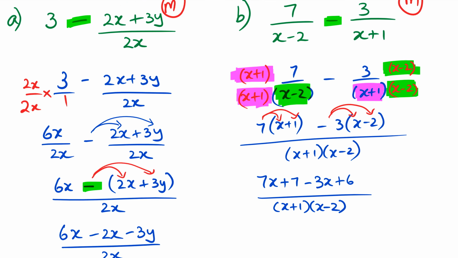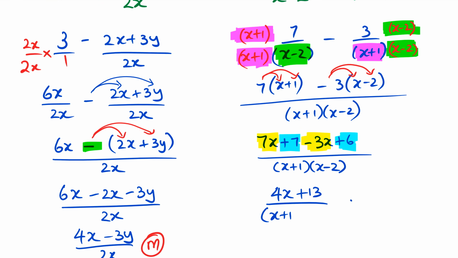So once again, guys, collect your like terms. So 7x minus 3x is together. 7 and 6 is together. And what you have is 4x plus 13, and the whole thing is over x plus 1 times x minus 2. That also gets you guys a merit there, that question. Are we happy with those questions so far?